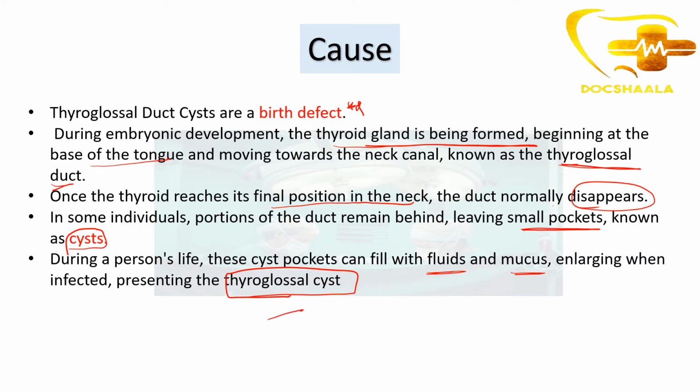While the thyroid gland is getting formed and moving forward towards the neck canal, it forms a thyroglossal duct. This thyroglossal duct normally gets dissolved, but in some individuals it leaves small pockets known as cysts. When these cysts are filled with fluids and mucus, they form a thyroglossal cyst.